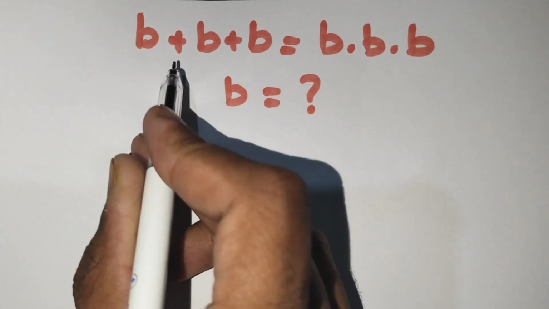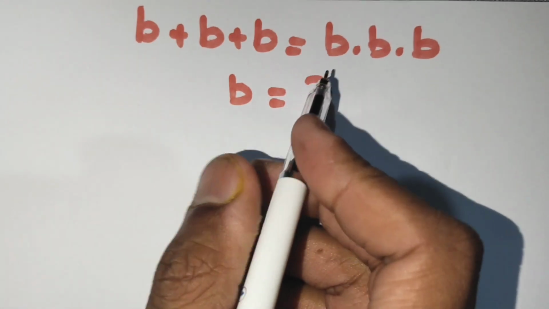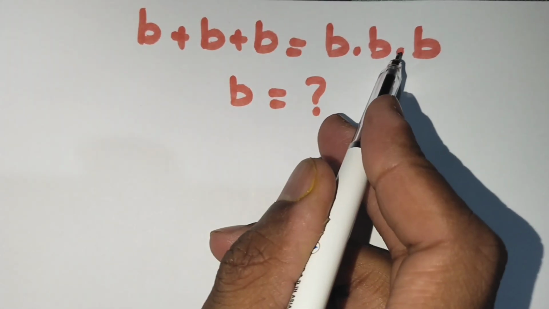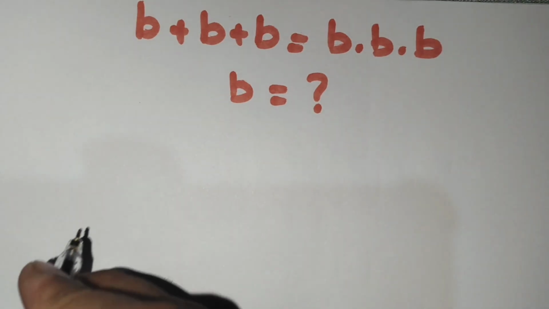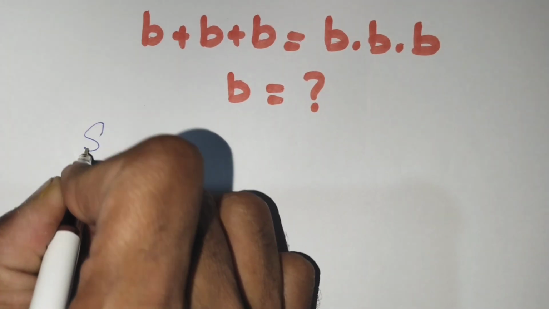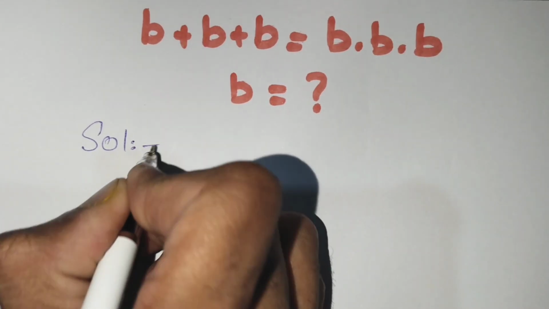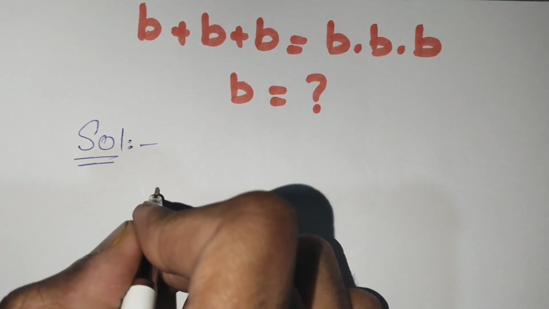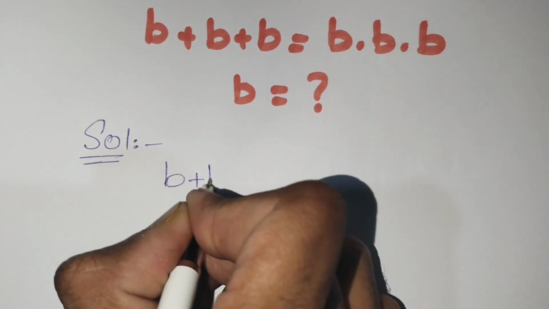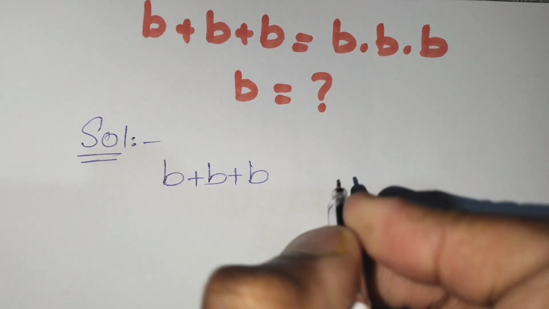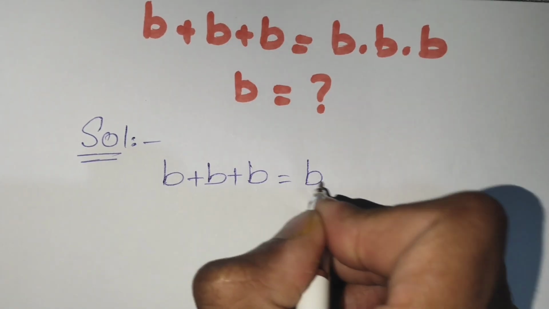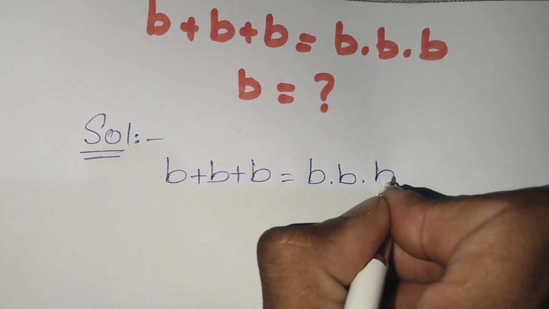We have b plus b plus b is equal to b times b. Find the value of b. So we will start the solution of this question. We have b plus b plus b is equal to b times b times b.